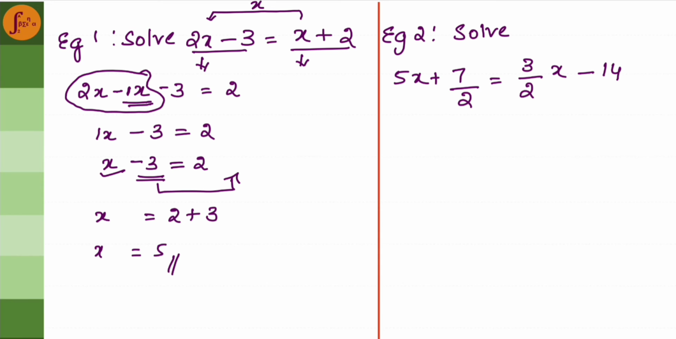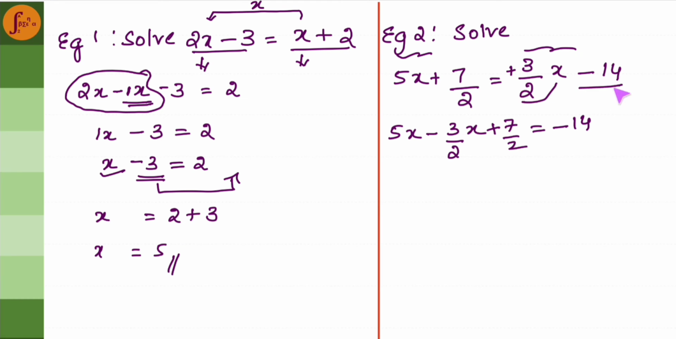Another example, right? 5x plus 7 by 2. Same thing. We want to bring these x's together. Let's shift 3 by 2 x to this side. What's going to happen? If there's nothing here, we assume there is plus, right? So when it goes to the other side, it's going to become minus 3 by 2 into x. And then we already have 7 by 2 here. And then we have minus 14 here. We shifted this portion. Minus 14 is still remaining here.